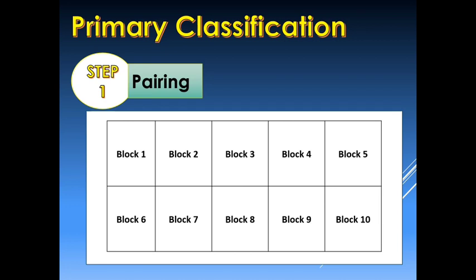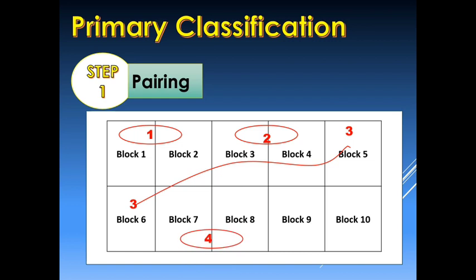If you can remember our 10 blocks that were discussed under the blocking out, first we are going to determine the 5 pairs of the 10 blocks. The first pair is, of course, block 1 and block 2. The second pair is block 3 and block 4. Third pair is block 5 and block 6. Our fourth pair is block 7 and block 8. And our last pair, or pair 5, is block 9 and block 10.